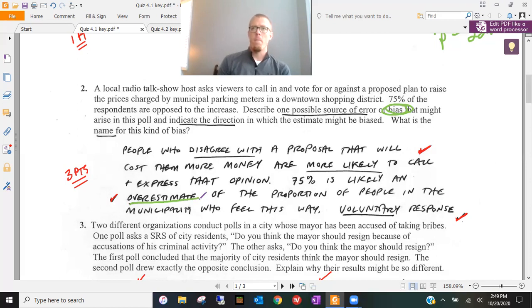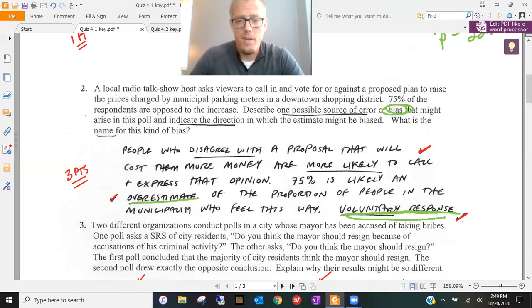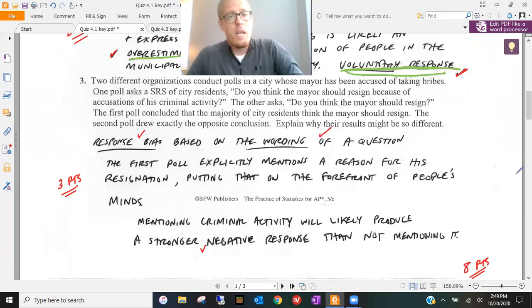The better answer is someone who is opposed to something is more likely to try to stop it. So those are the people that are more likely to call in. So if we had a true picture of the whole thing, there's a good chance that the people opposed to it are fewer, or that our result is an overestimate of the proportion of people who feel this way. And the type of bias that we assign to that, another vocabulary term, is voluntary bias, voluntary response. Because they were given the opportunity to call in or not, only the people that care are going to call in. That's voluntary response.